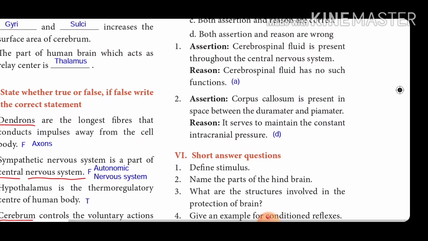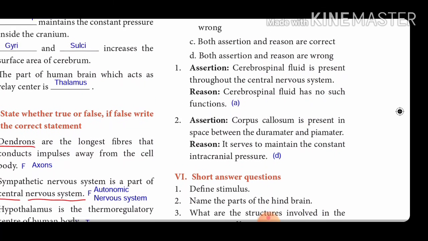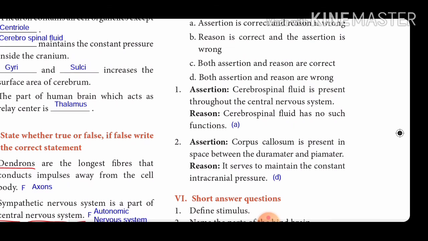Second one, assertion: corpus callosum is present in the space between the dura mater and pia mater. The reason is it serves to maintain the constant intracranial pressure. So here the answer is D. Here both assertion and reason are wrong.